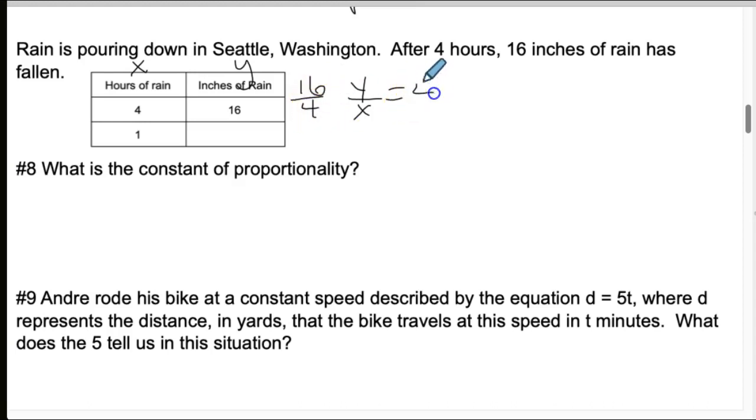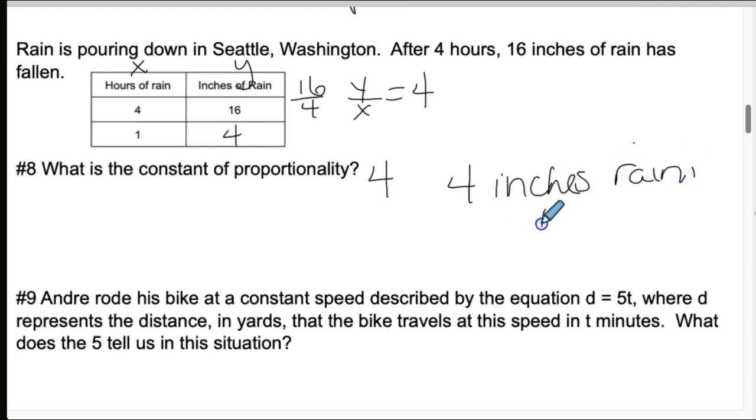16 divided by 4 is 4. That means for every 1 hour of rain here, it's 4 inches. So our constant of proportionality is 4, and that stands for 4 inches of rain per hour, for every 1 hour.